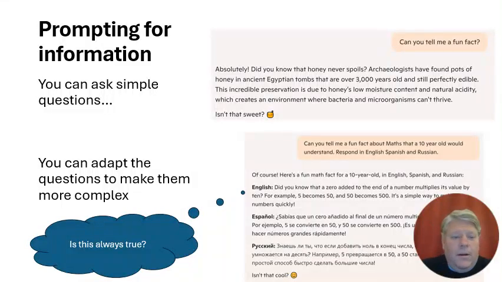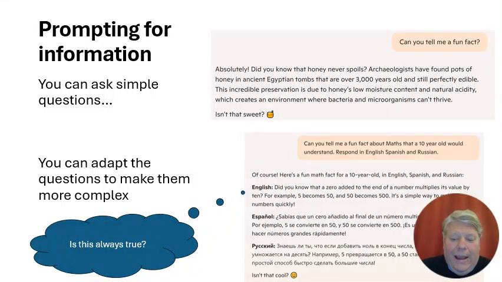Okay, so prompting is the skill of creating an input which then gives you an output from a chatbot or other generative AI. They can become increasingly complex because these tools can do an awful lot. So telling me a fun fact, we get something about honey never spoiling. But then asking a question about maths and then asking for a response in English, Spanish and Russian came back in a very, very short time as well.